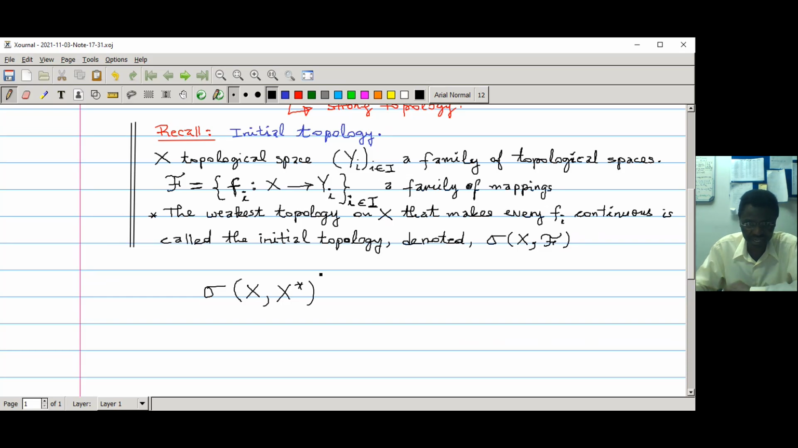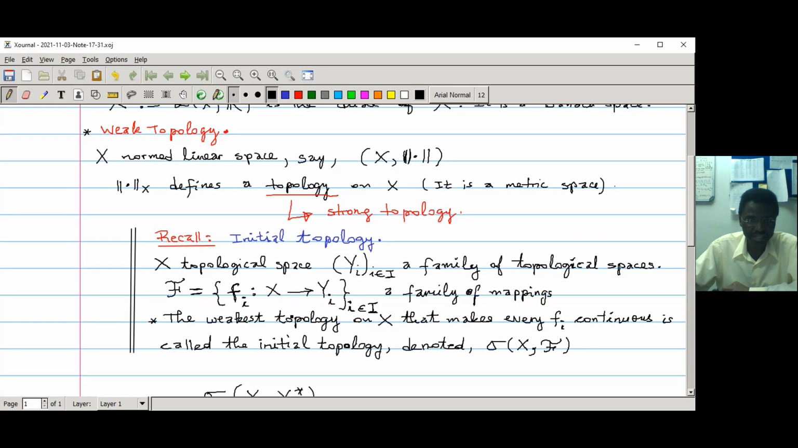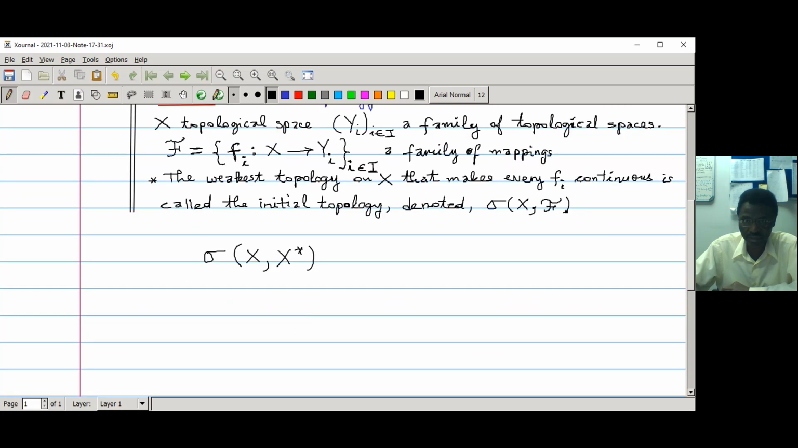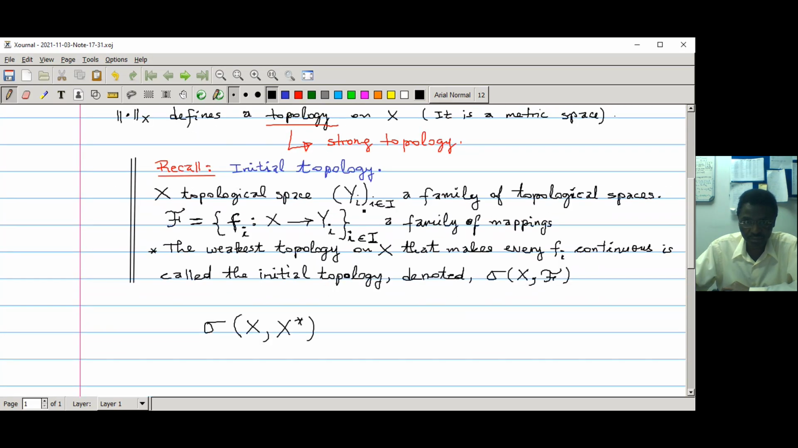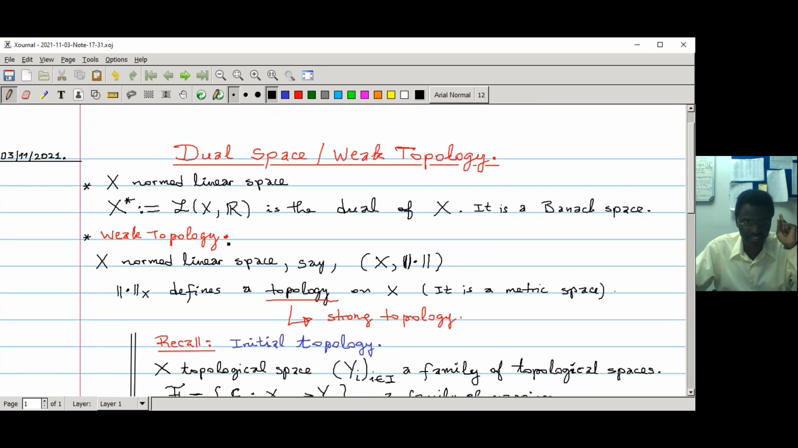Because remember, what is X star? It's a family of mappings. F is a family of mappings. X star is also a family of mappings. Let's go back to the definition here. If you recall the definition of our X star, we said that X star is the family of continuous mappings defined from X into R.